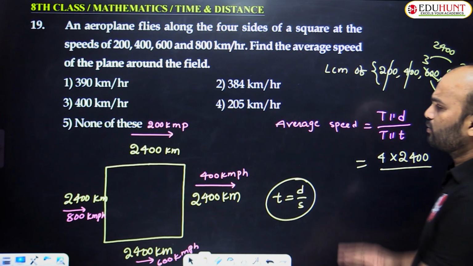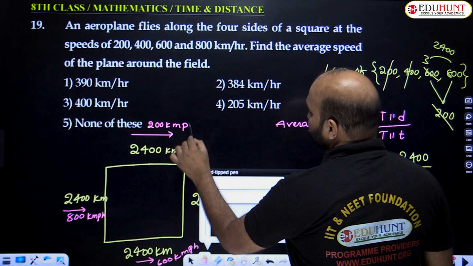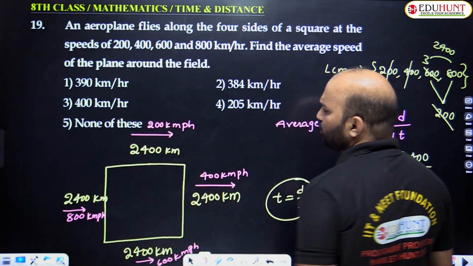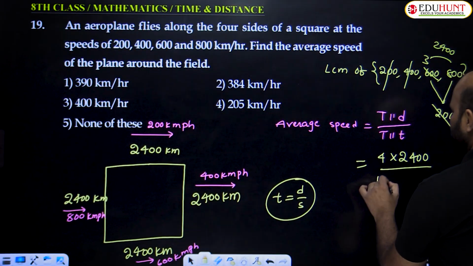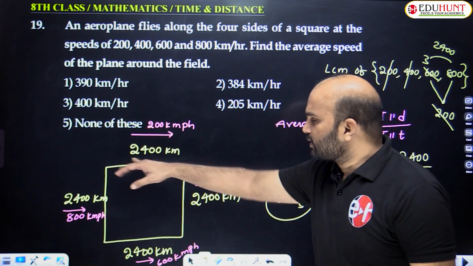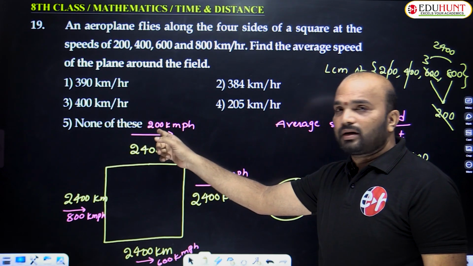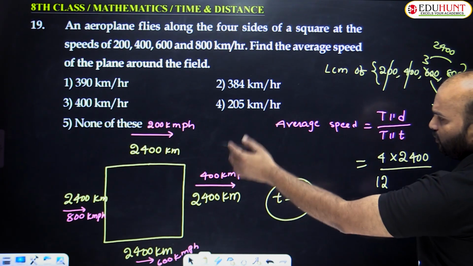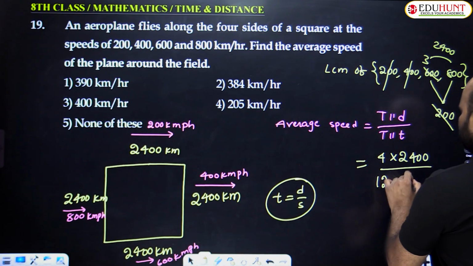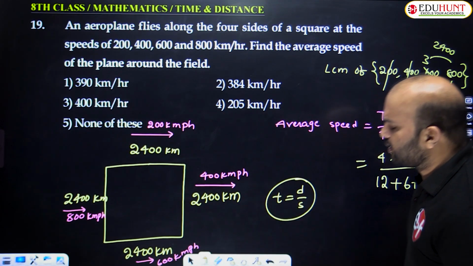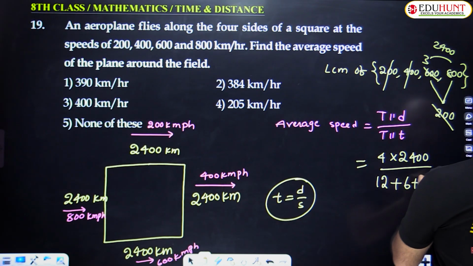The first 2400 runs at the rate of 200 km per hour. How much time is taken? 2400 by 200, that is 12 hours. The first side of 2400 km was assumed based on the LCM. Similarly the second side, 2400 by 400, is 6 hours. The third side, 2400 at 600 km per hour, is 4 hours. And the last one, 2400 by 800, is 3 hours.